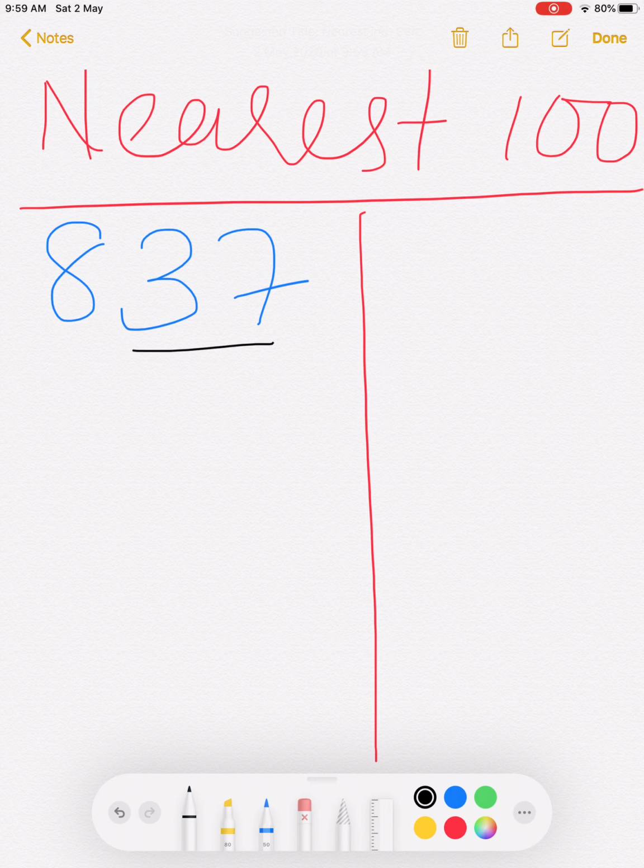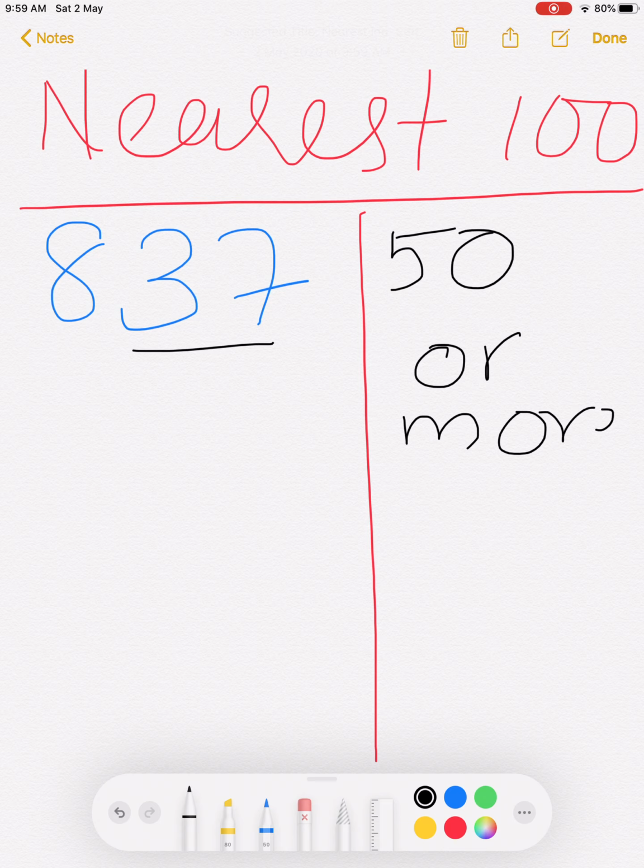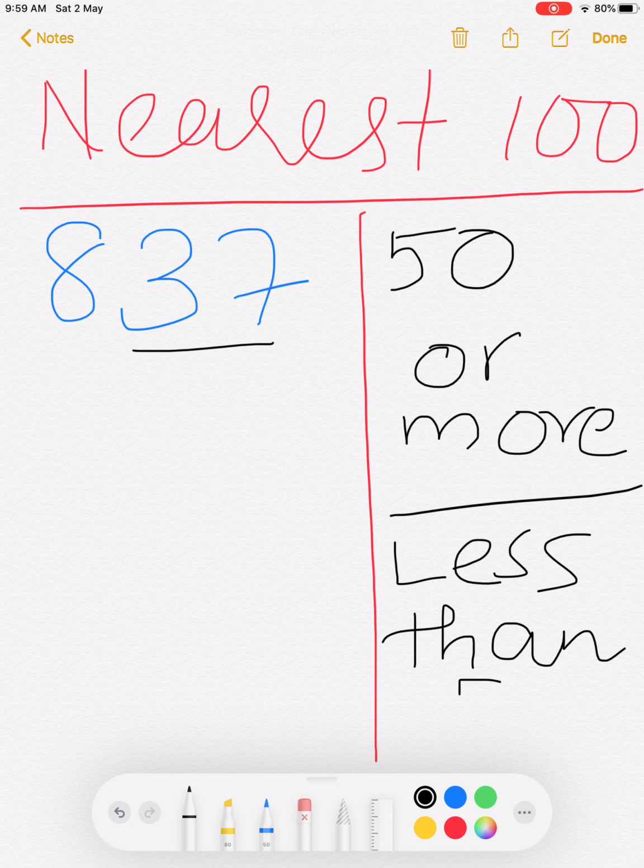Here I told you we consider the last ones and tens places. That place making the number, you check whether it is 50 or more. First condition is 50 or more. Next condition is less than 50. Okay, these two conditions.